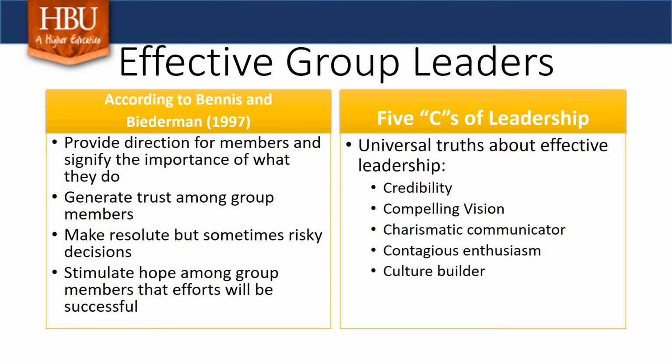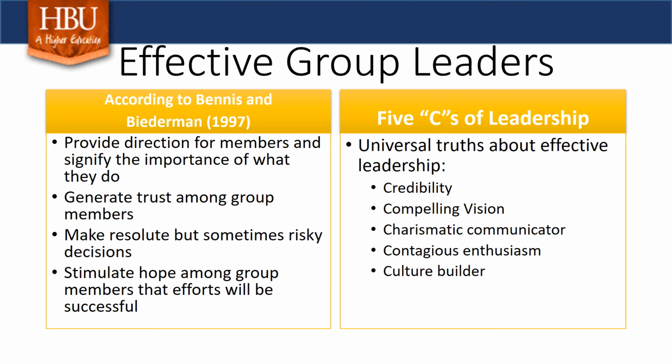So what makes an effective, good leader? Bennis and Biederman have some discussion about this. An effective group leader provides directions for members and signifies the importance of what they do. They also generate trust. They make resolute but sometimes risky decisions, and they stimulate hope among members.